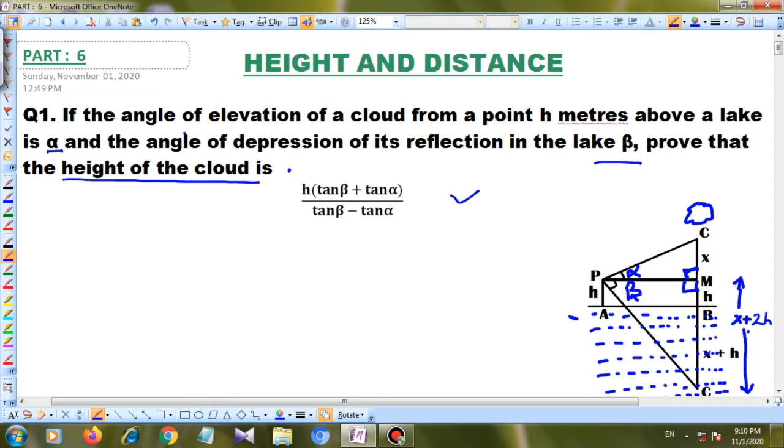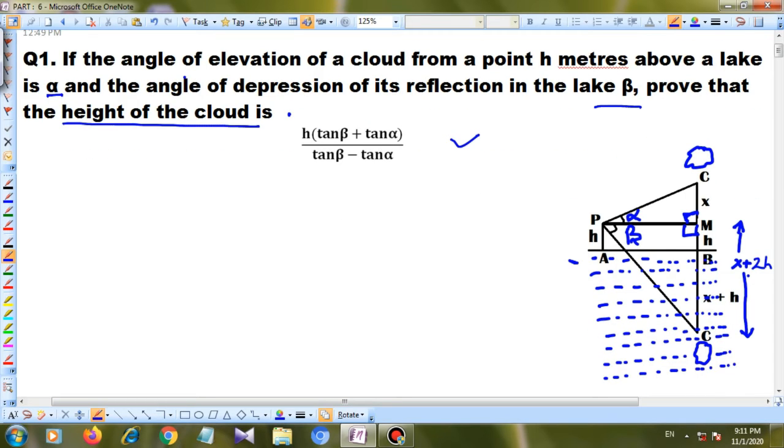So our statement will be, let the cloud be x plus h meter above the lake. And at h meter above the lake, an observer observes angle alpha as elevation and the angle of depression as beta, the image of the cloud in the lake, which is at C dash.